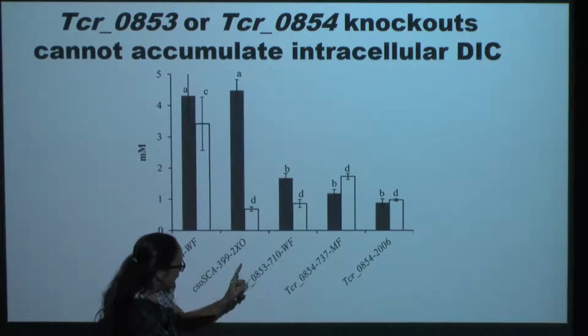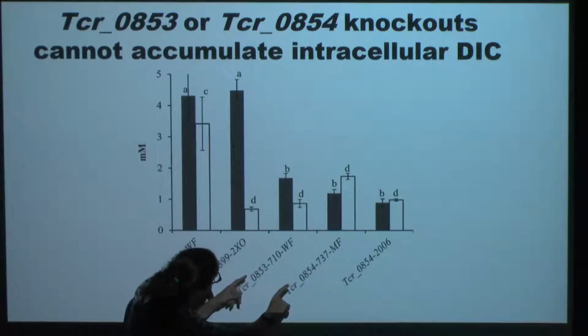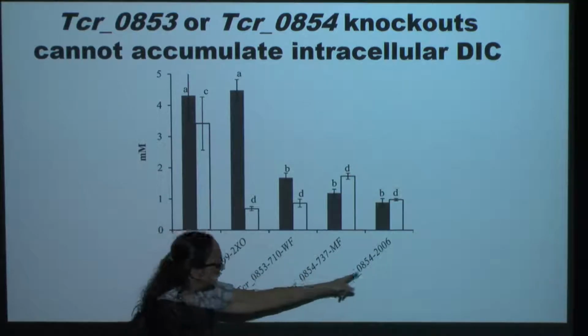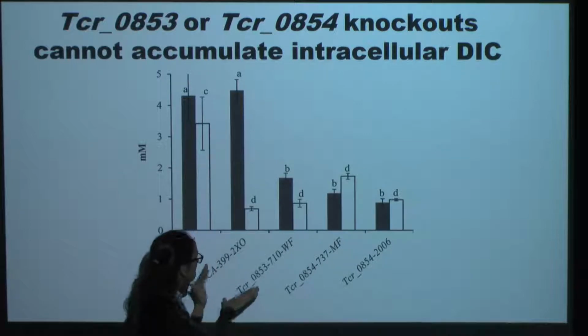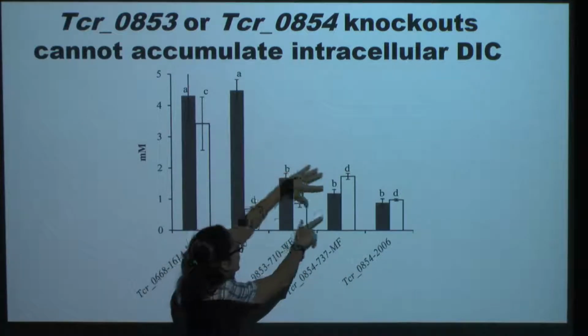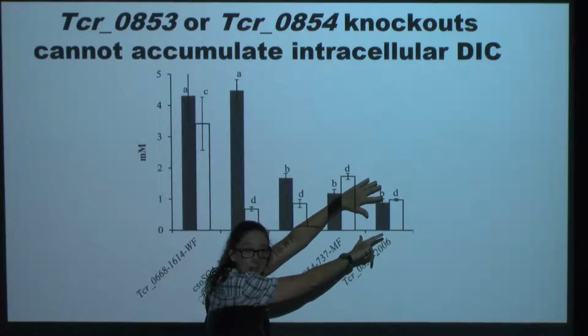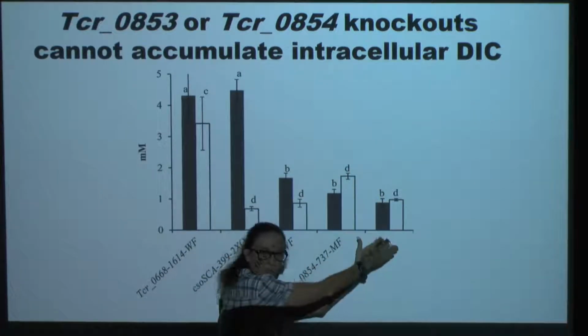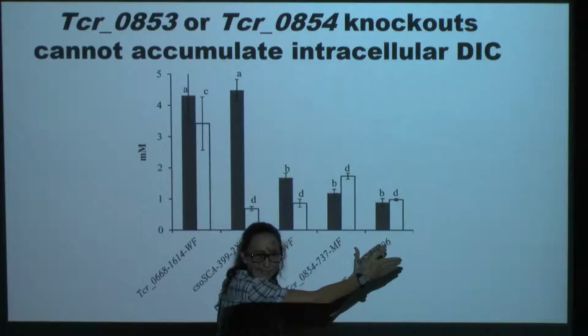Here are the site-directed ones. These two are the site-directed ones. This is the random mutant. So the mutation in 853 and 854 both result in a lower concentration of intracellular inorganic carbon. And if it's not in your cytoplasm, you really can't fix it very well, right?